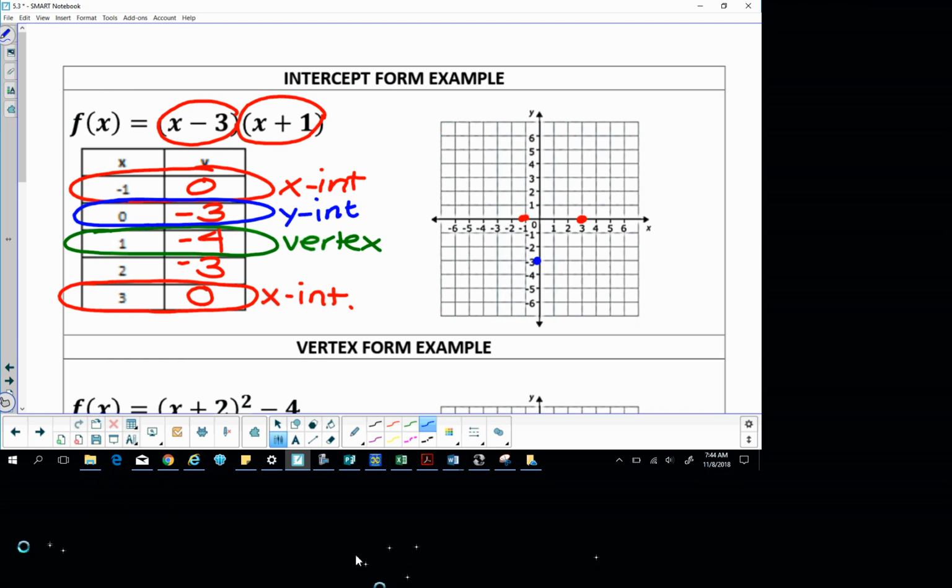0, -3. I'm going to just graph in those colors. 1, -4. 2, -3. So it looks something like this.